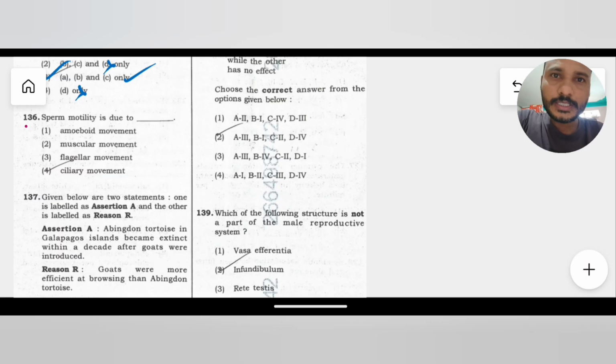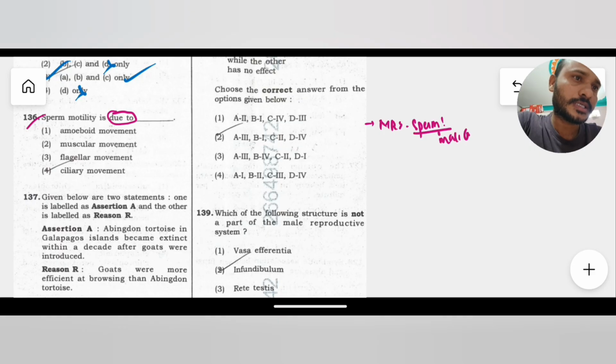Next, question 136: sperm motility is due to. This question is framed from human reproduction. In human reproduction, the male reproductive system focuses on sperm. Do you know the sperm is a male gamete, and this male gamete consists of 4 different important parts, like this.